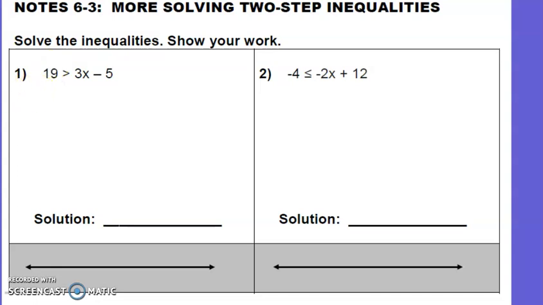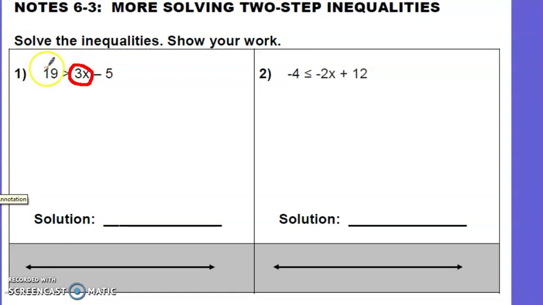In the video today, we're going to talk about 6.3, more solving two-step inequalities. The directions tell us that they want us to solve the inequalities, and then they want you to show your work. So the first thing that we want to do is look at the variable, and we're trying to see if the variable is positive or negative.